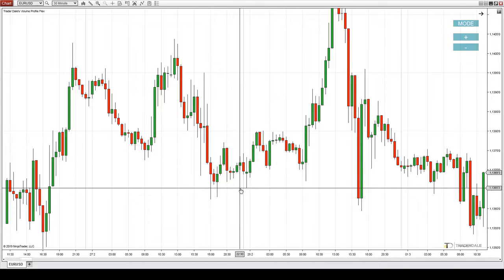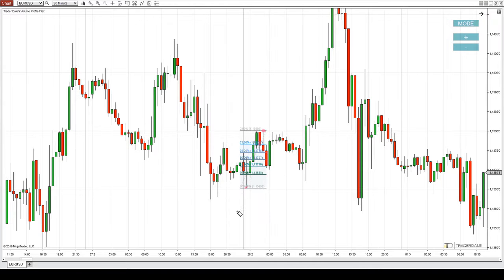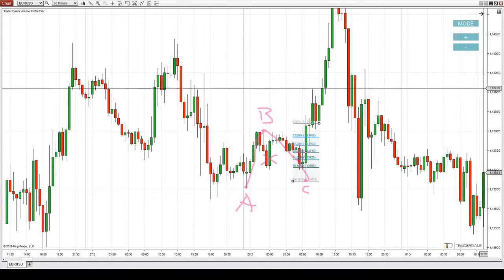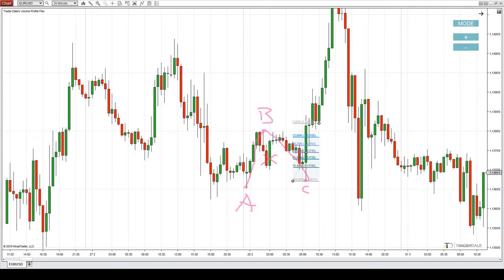Now here's another one. A, B. Now we go to C, which is in here, the lower swing point, not this one, but this one. So you go A, B, C. You move the Fibonacci tool like this. And from here, you go short.